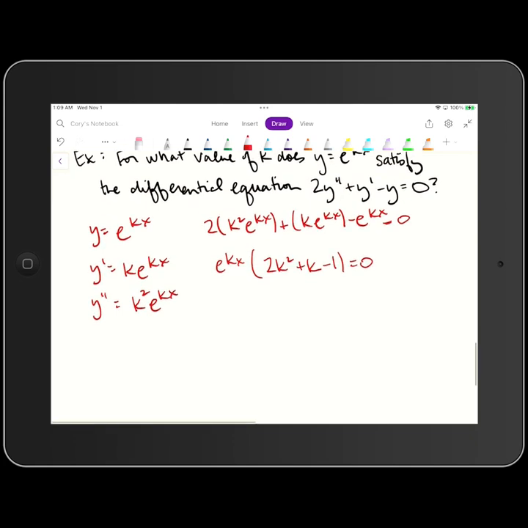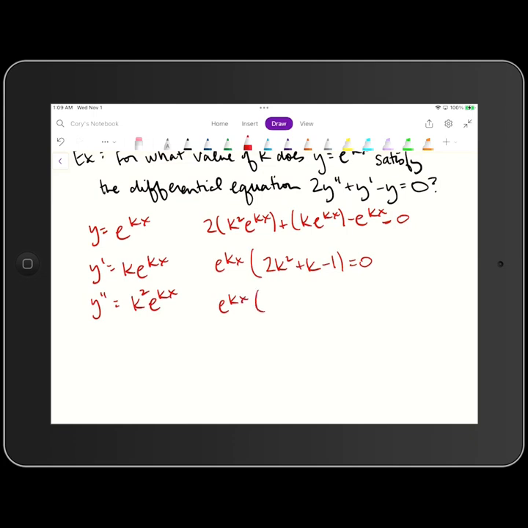That quadratic factor is factorable for us. It's going to factor to 2k minus 1 times k plus 1. Now we know that this exponential function is never going to be equal to 0. That function has a horizontal asymptote at y equals 0. It's never going to be 0, and it's also never going to be negative.